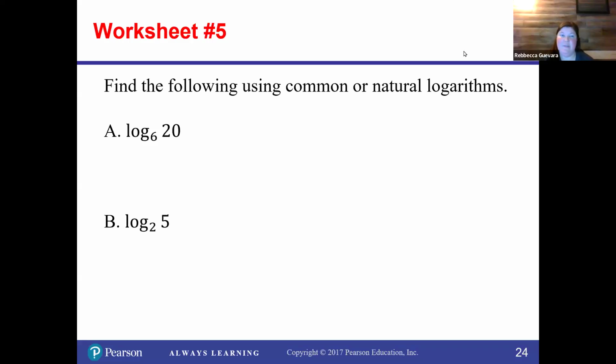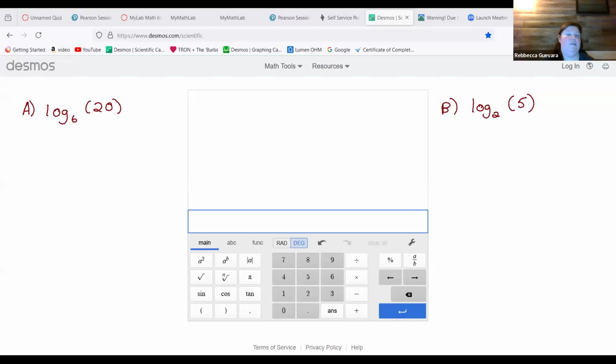So for you guys, like I said, pause this, take a minute, and use either common logs or natural logs to help you figure out what log base 6 of 20 is and what log base 2 of 5 is as well. All right.